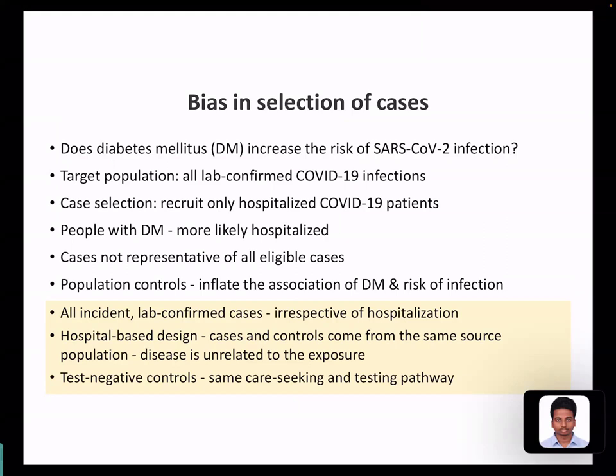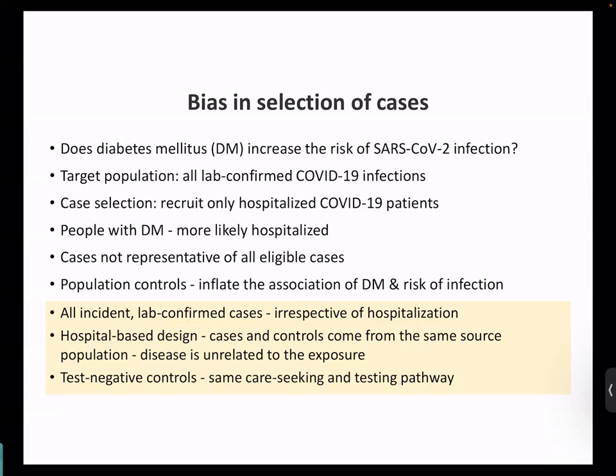One of the participants has said that they are interested also to know how to prevent bias. So all these yellow colored boxes in each slide are going to tell us how to avoid and prevent such biases. So instead of saying I am going to stick to hospitalized patients, the right way to conduct this study would be to look at either all or a sample of all incident lab confirmed cases. And if, because of limited resources, we still want to do a hospital-based case control study, then you have to ensure that cases and controls come from the same source population and all of them have been tested for COVID-19.